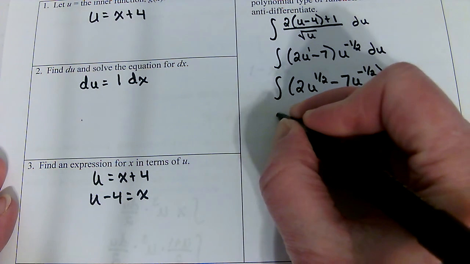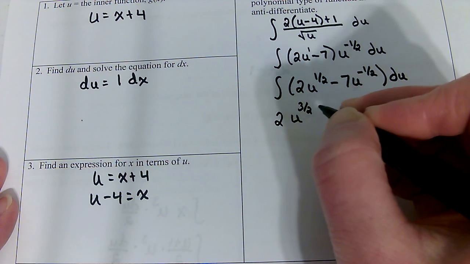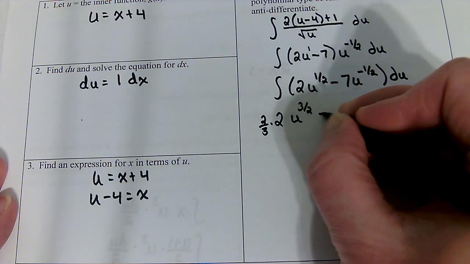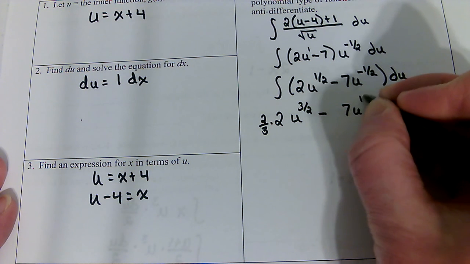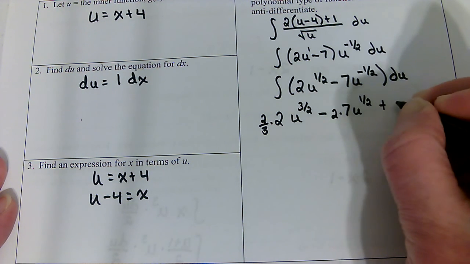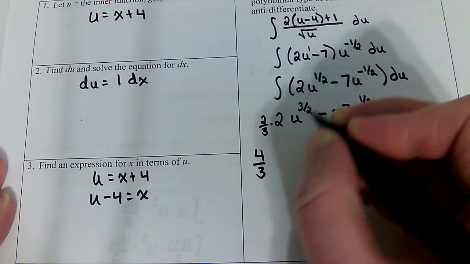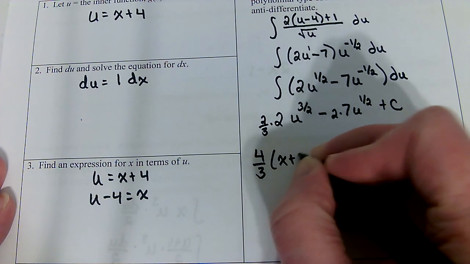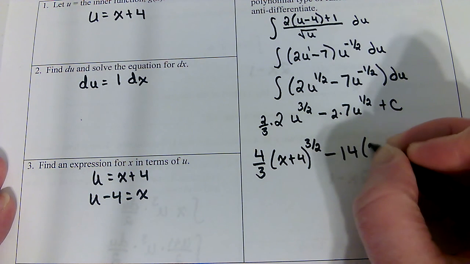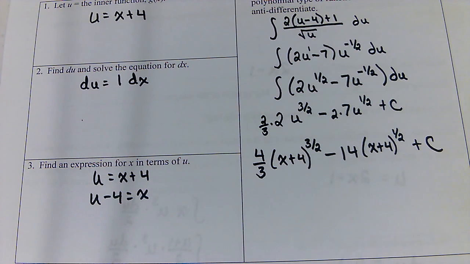Now I can do the antiderivative. Add 1 to the exponent. Divide by 3/2. That's the same as multiplying by 2/3. Add 1 to the exponent. Divide by 1/2. That's the same as multiplying by 2. So this is going to be 4/3. I'm going to go ahead and replace u with x plus 4. Go back to where we started. Then this would be a 14. Plus c.